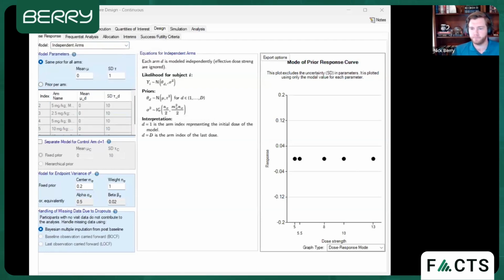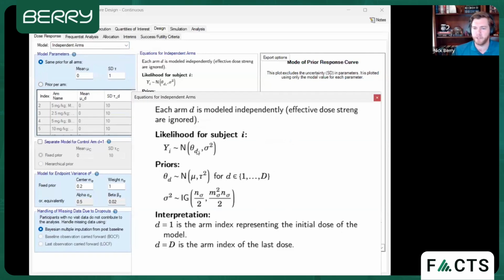So if you look at this equation that pops up, that just means every dose has its own normal prior. Every dose mean has its own normal prior. And then patients are assumed to be normally distributed around their dose mean with a shared variance parameter sigma squared. Okay, so really as simple as we can get. We expect to just estimate a dose near its observed effect.